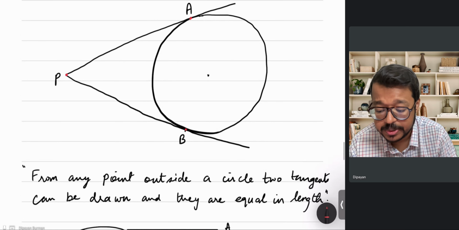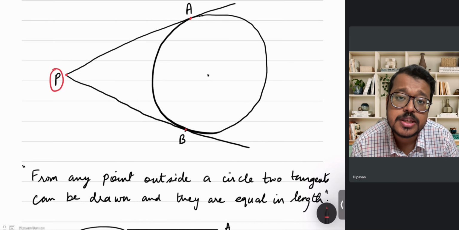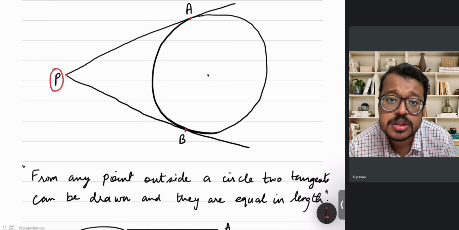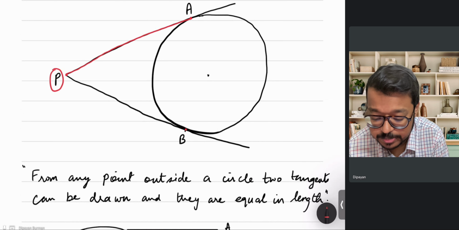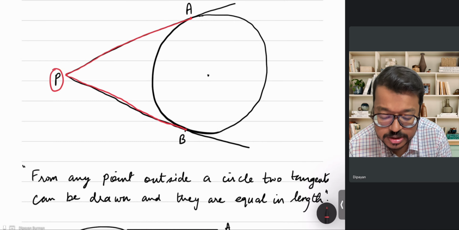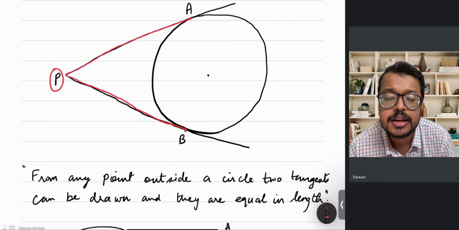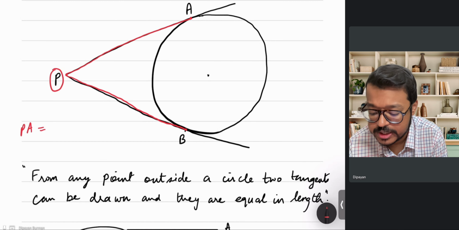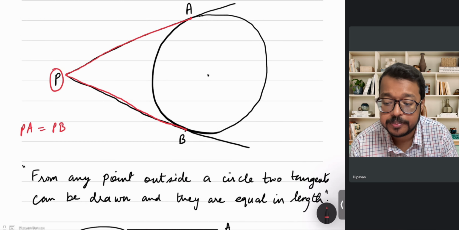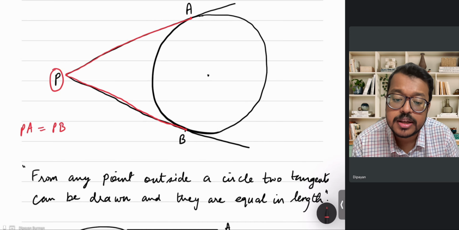Okay. Then another theorem which is very commonly applied is the theorem about tangents drawn from an external point. So let's say that P is a point outside the circle and I will always be able to draw two tangents to the circle. So here PA and PB, these are the two tangents that I can draw from the external point P. Then if I look at the length of the two tangents, I will find that the length PA will always be equal to length PB. So I can say that from any point outside a circle, two tangents can be drawn and they are equal in length.